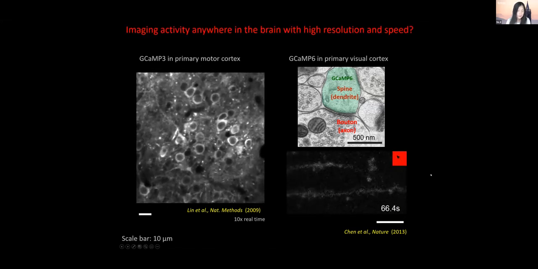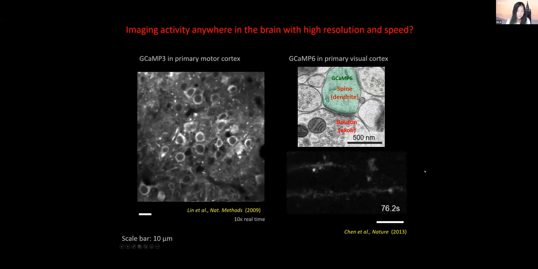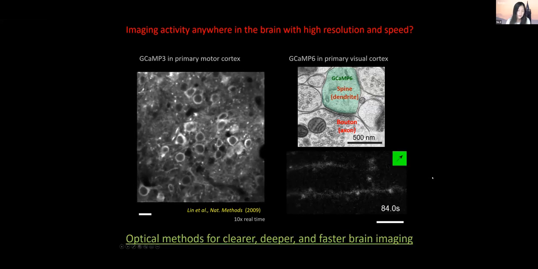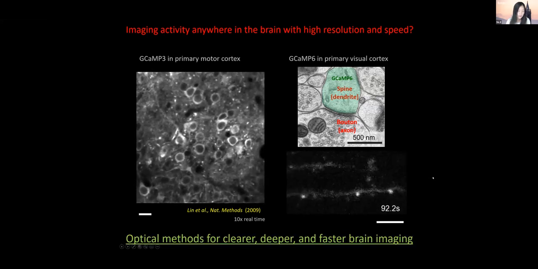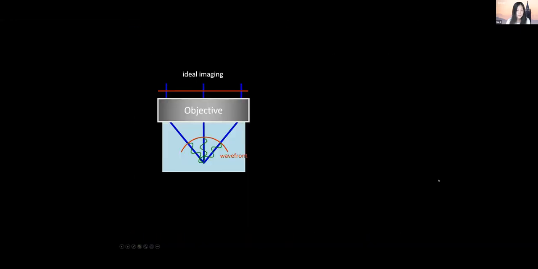However, several realistic issues prevent us from doing so. Therefore, one of the major efforts in our lab is to develop optical methods so that we can image at higher resolution, larger depths, and much faster speed. So the first approach that I would like to explain to you is the problem of aberration.